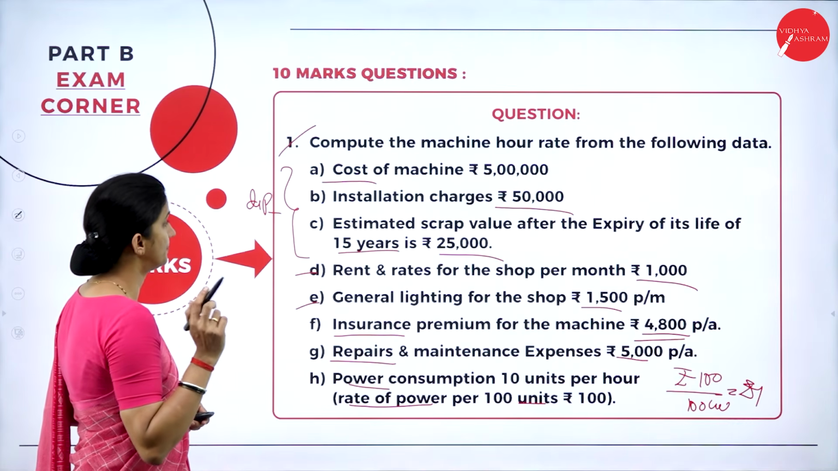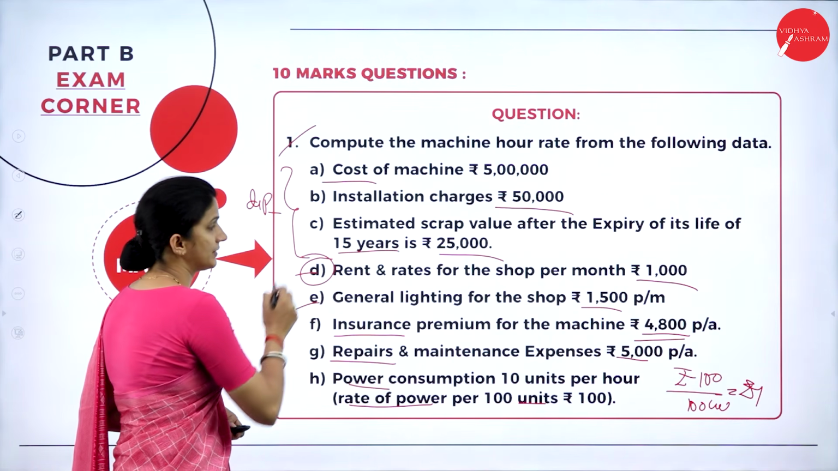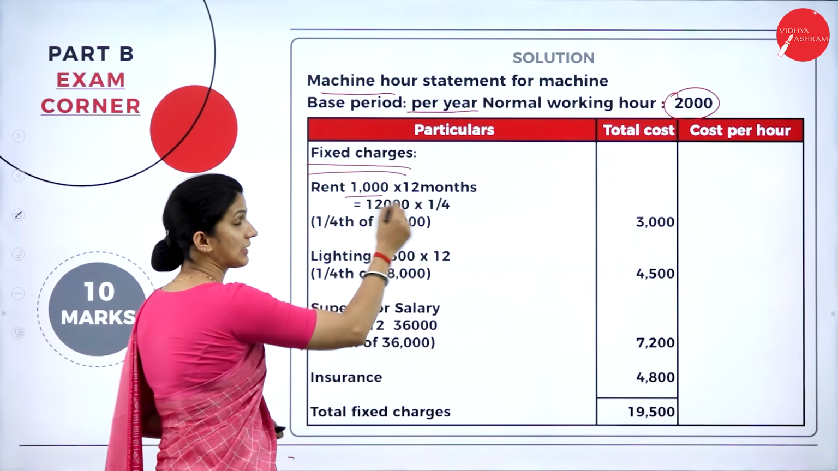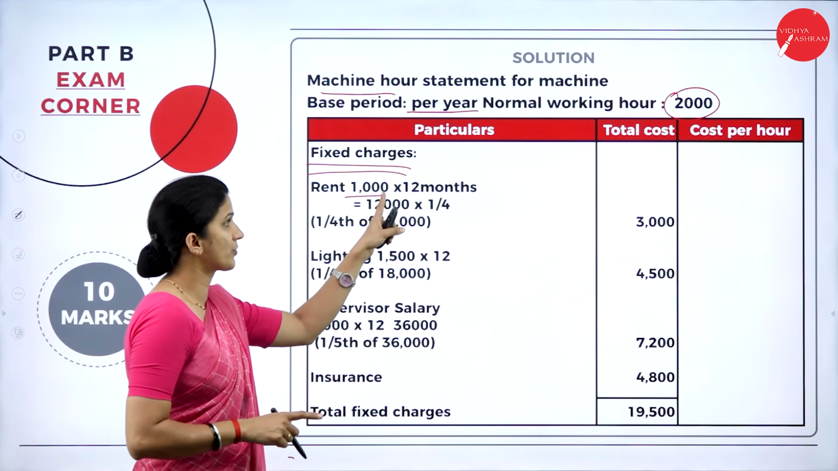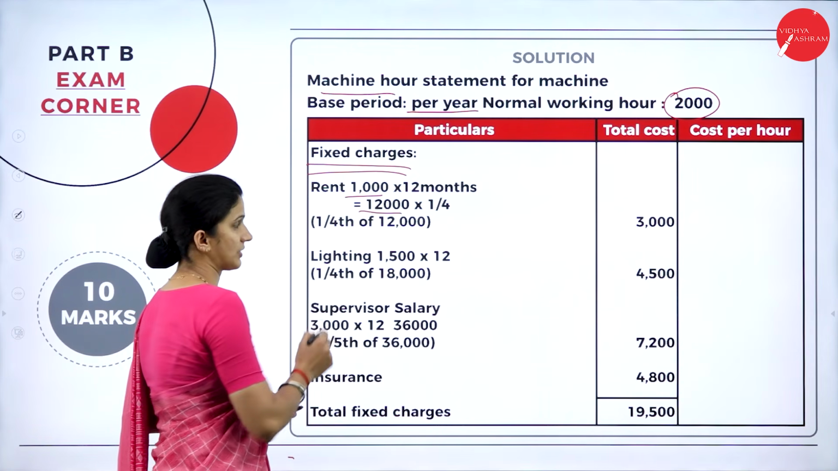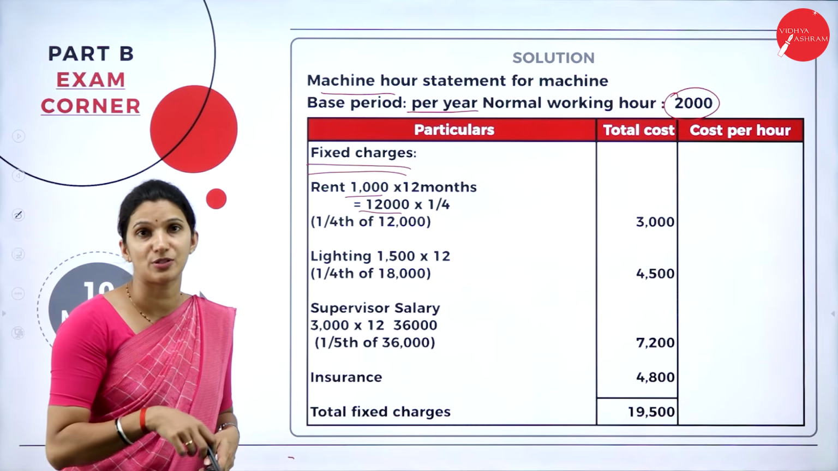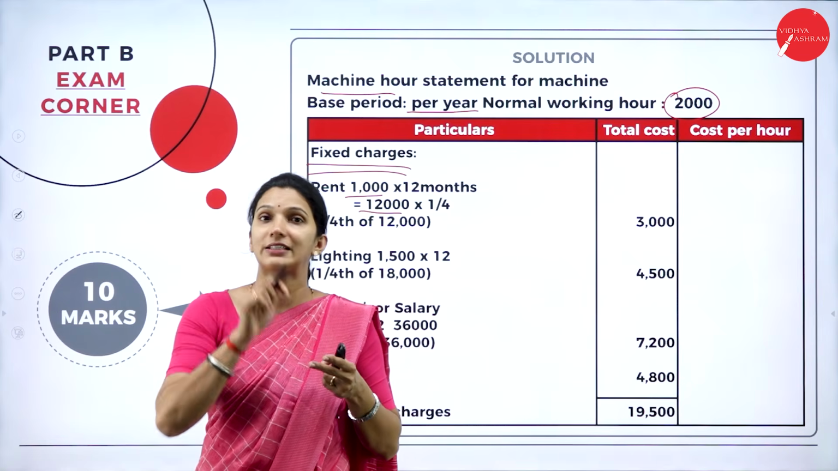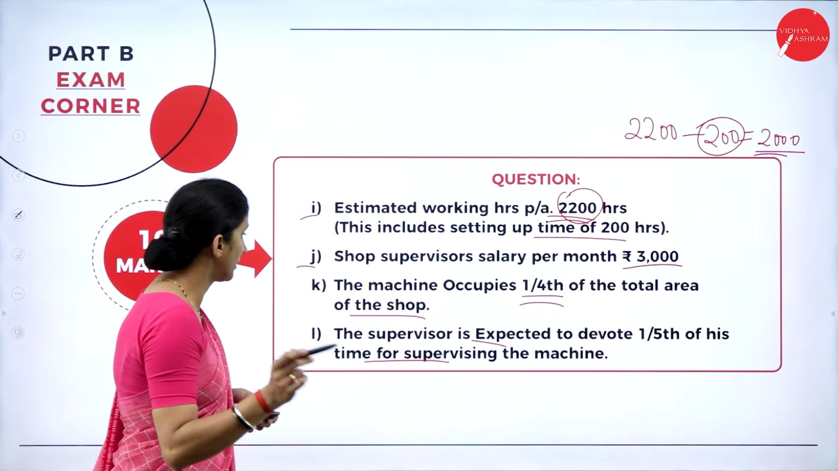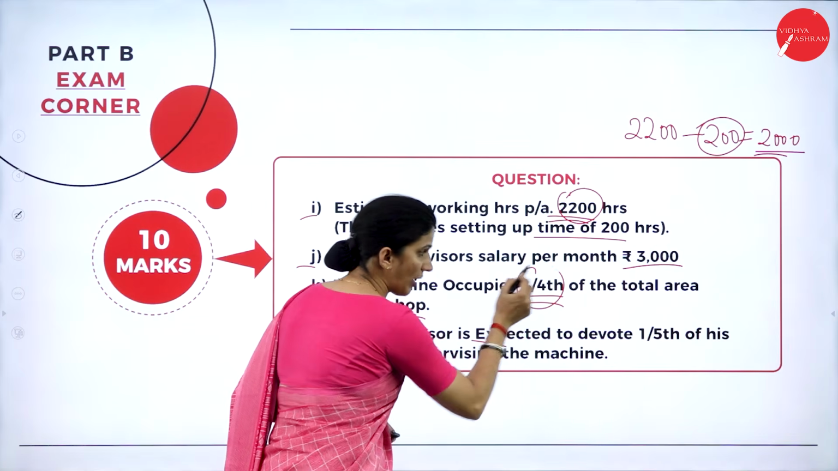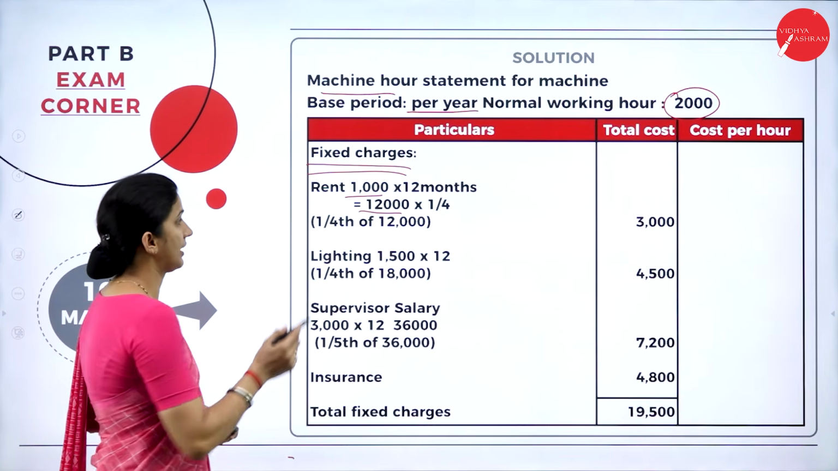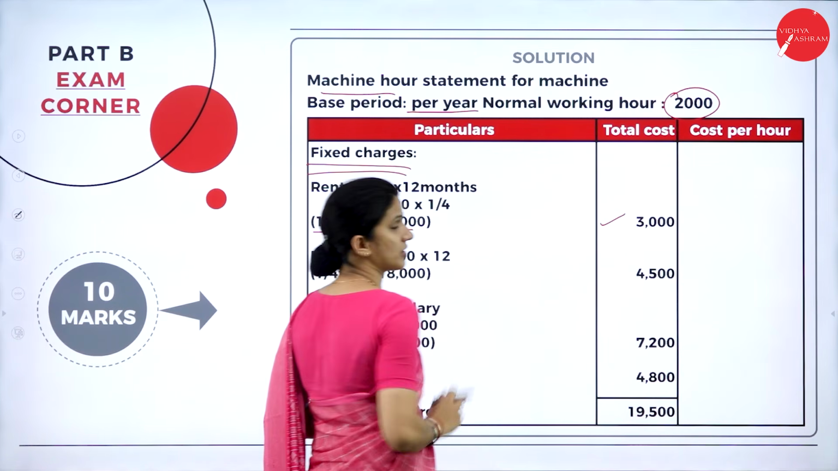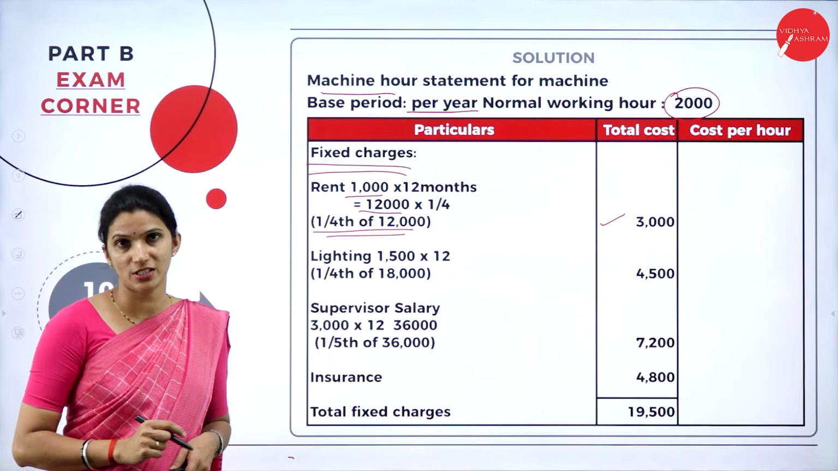So first we have the rent and rates for the shop per month. Per month it is 1,000. First we'll convert it for 1 year, so that is 1,000 into 12 months, it is 12,000. And what is the space occupied by this machine? The rent is paid for the whole shop, and in that shop we are calculating only for one machine. Here it is given the machine occupies 1/4 of the area. So 12,000 into 1/4, we have 3,000. So the rent for one machine we will get.